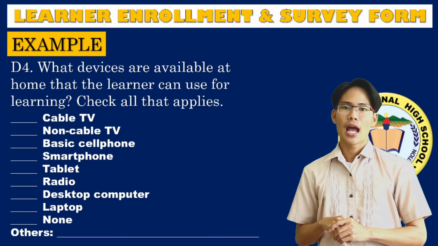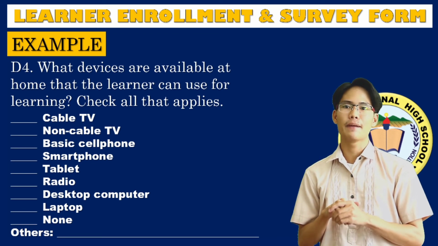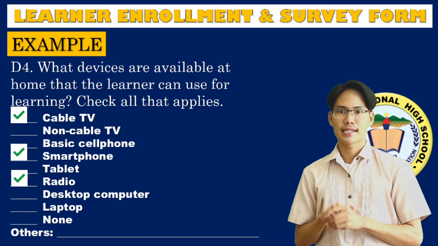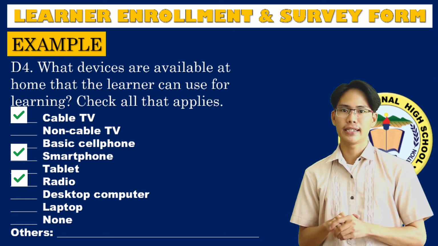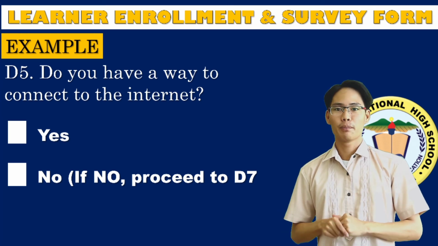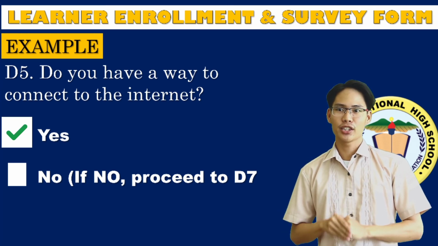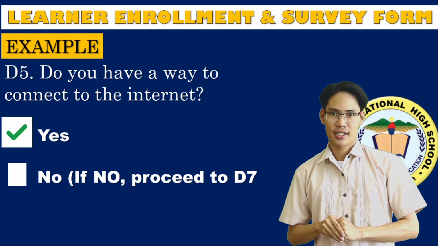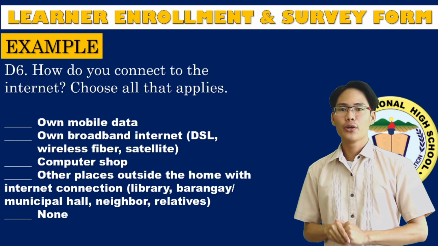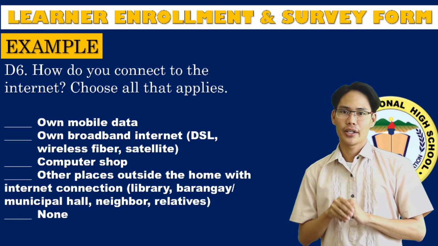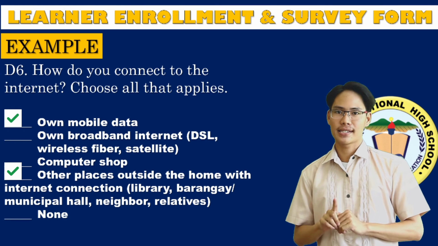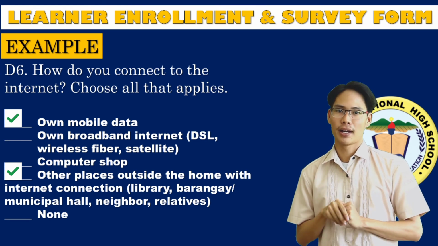For D4, anong mga devices ang pwedeng gamitin sa bahay? Pwede niyong i-check, 1, 2, or higit na 2. For D5, kung meron kayong pamamaraan na makakonect sa internet, you put check. Kung wala naman, proceed sa D7. Sa anong pamamaraan makakonect ang iyong learner sa internet? Pwedeng i-check ang 1, 2, o higit pa.